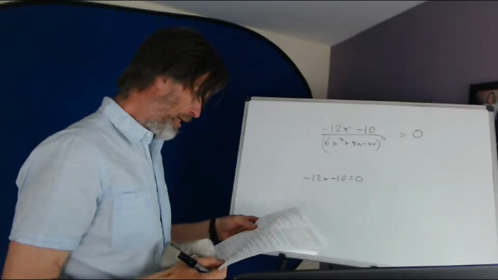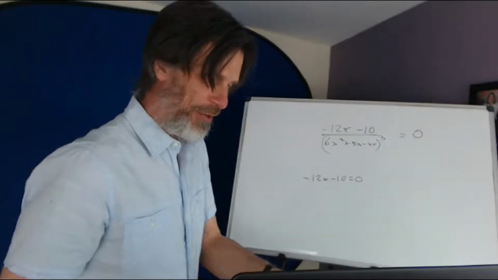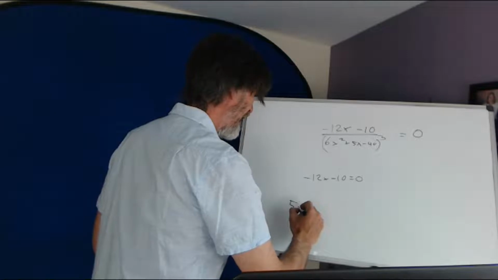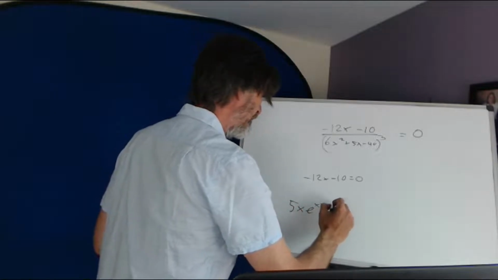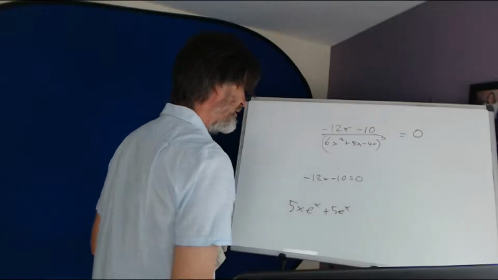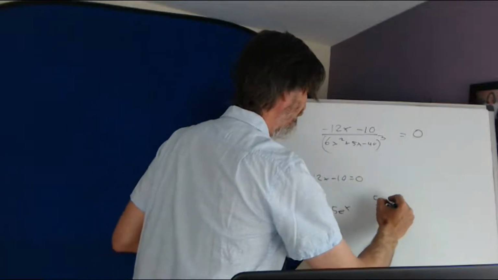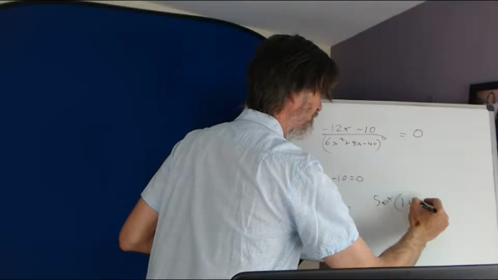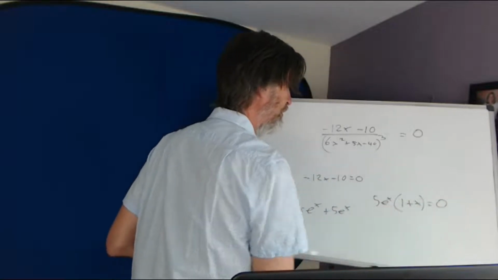J, was that J? Nope. Here's letter J. We had letter J just a second ago. It was 5x e to the x plus 5 e to the x. I factored out a 5 e to the x. And I believe when I had it done before, it was just 1 plus x equals 0.